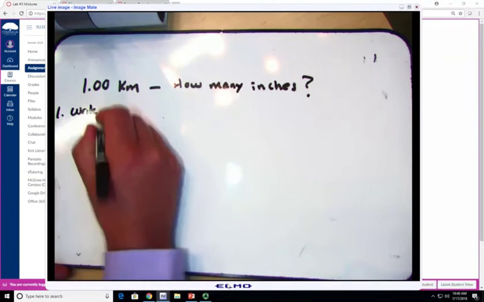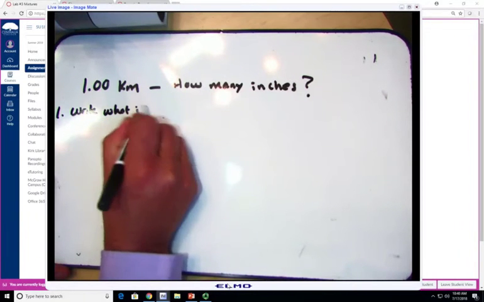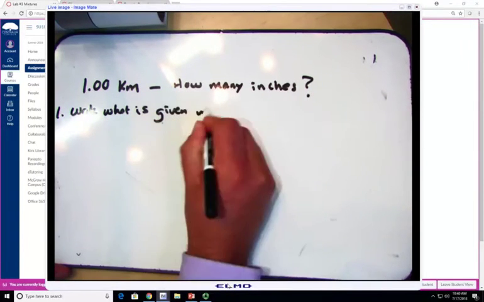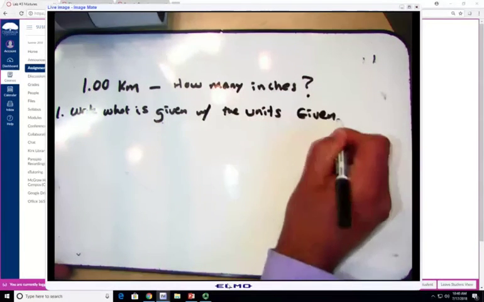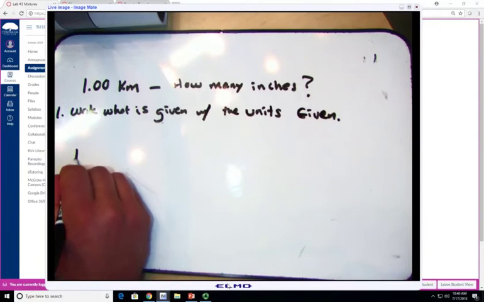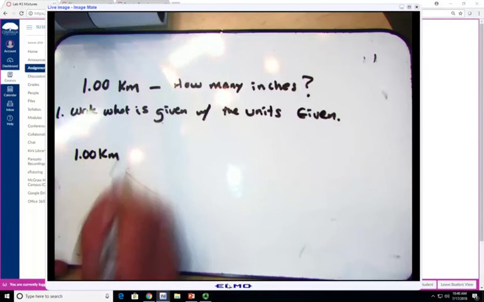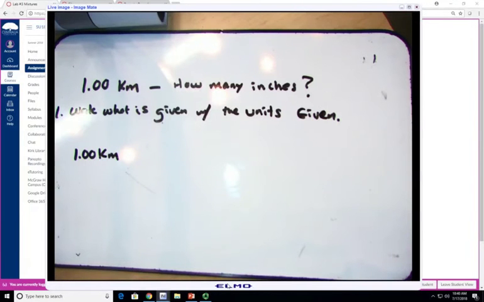write what is given with the units given. Okay? So that's going to be this, 1.00 kilometer. You always start with what's given. I don't care how it's stated, if it's at the end of the problem or the beginning, just get that value, okay? Get the value that's given, because what you're doing is converting that value to a different unit. So you have to start with the given value, okay? The given value is everything. So that's 1.00 kilometers. Okay, that's step 1.